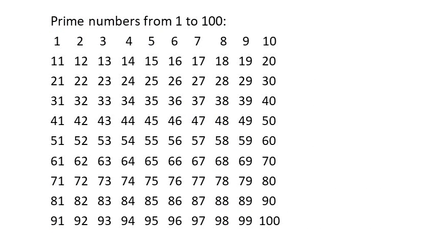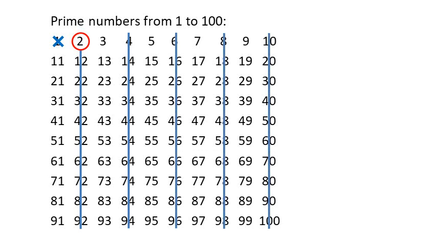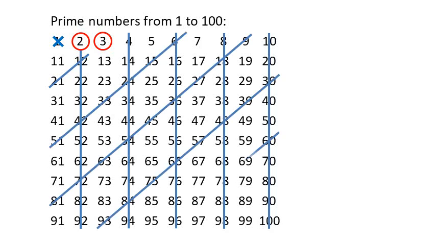Now let's check prime numbers from 1 to 100. We know that 1 is not a prime number. 2 is a prime number. But other even numbers are not prime numbers because even numbers are multiples of 2. 3 is a prime number, but other multiples of 3 are not prime. 5 is a prime number, but other multiples of 5 are not prime. 7 is a prime number, but other multiples of 7 are not prime.